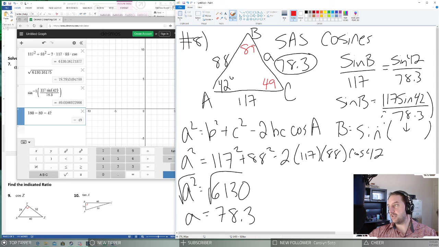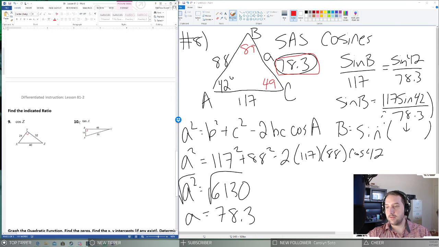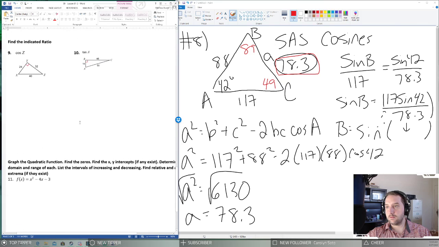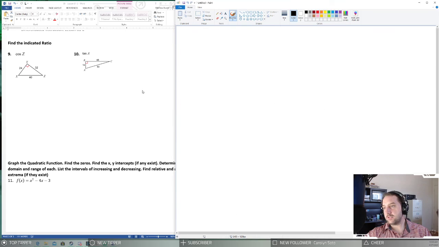So those are all the sides and angles. Any questions on that? Number 7 will be, I think, angle side side or side side angle. So you're just going to use the law of sines the entire time. But it's that special case, so you should use that chart.